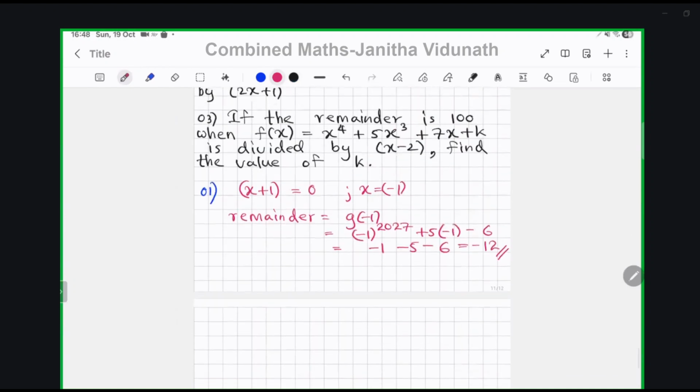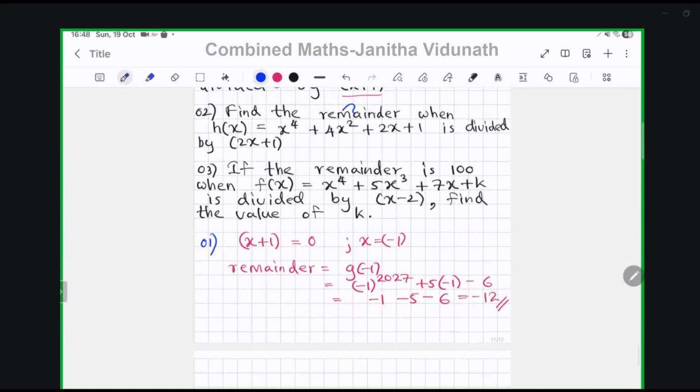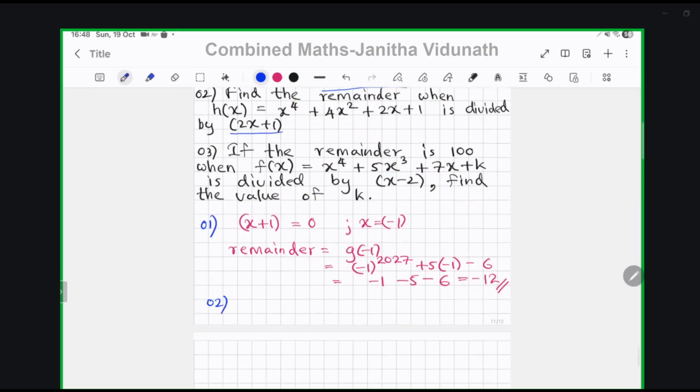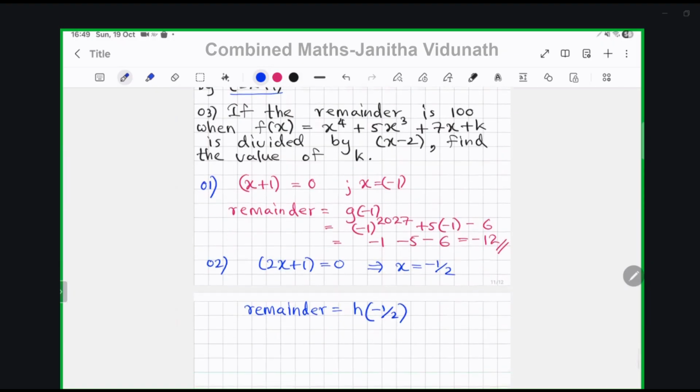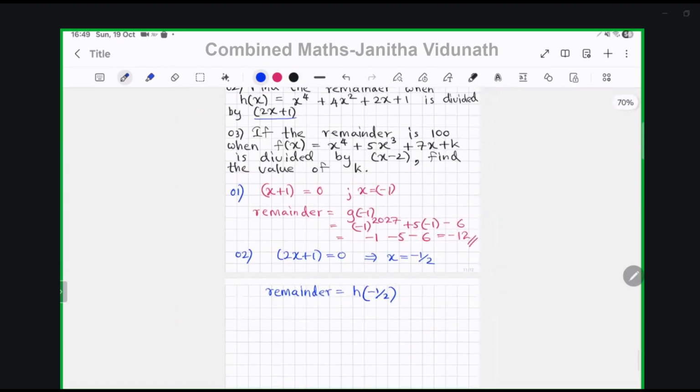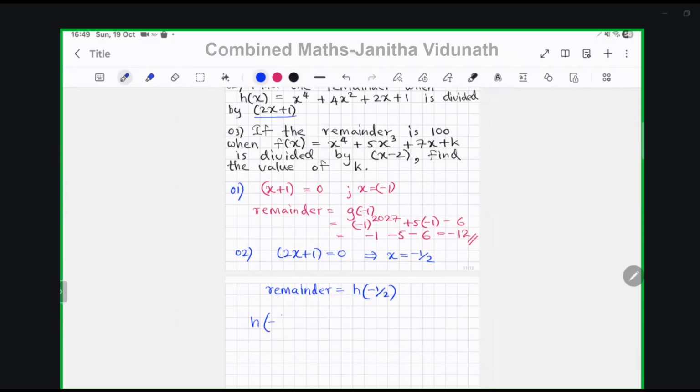Okay, now in our second question, still they are asking only for the remainder. We are dividing by a linear polynomial. That means we need to set our divisor equal to 0. From there, we obtain x equal to minus half. Then our remainder should be equal to h(minus half). We substitute x equal to minus half. That means we need to find the value of h(minus half).